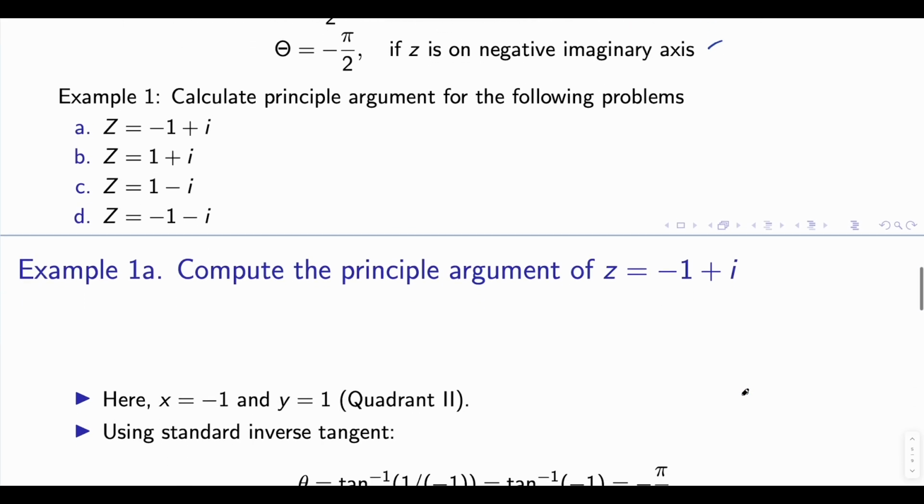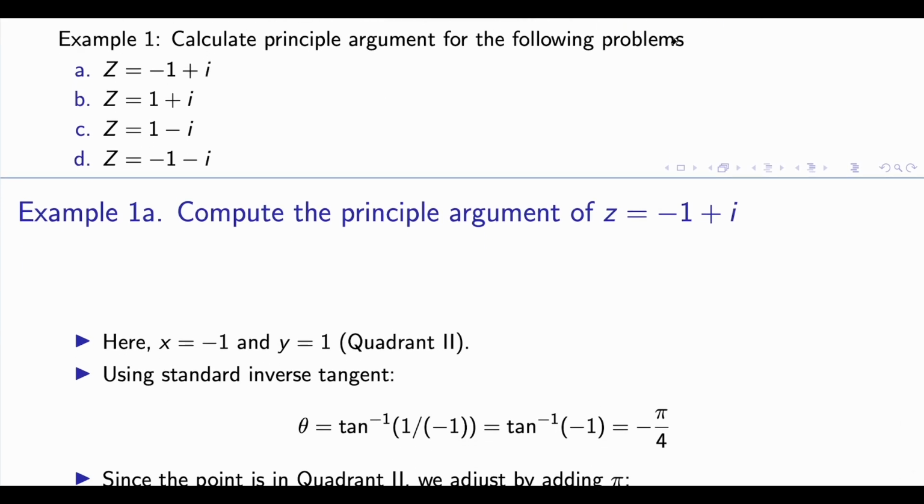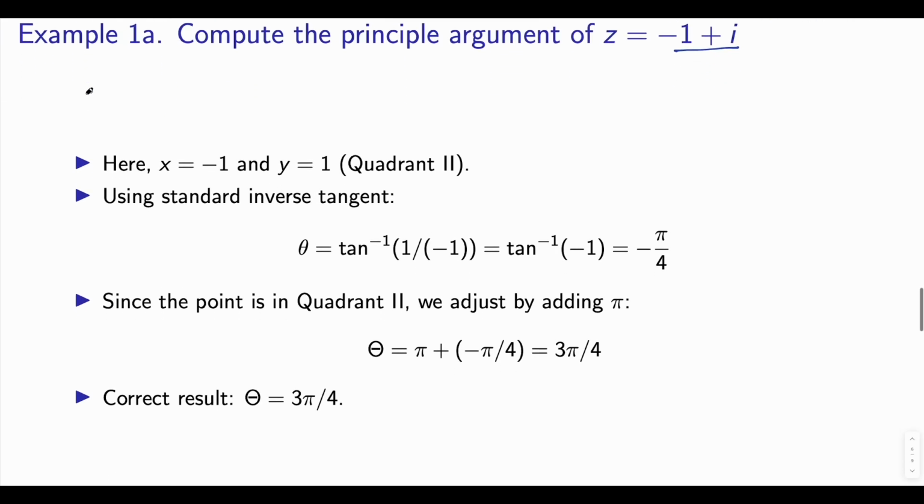So let us see one example quickly to understand. Calculate the principal argument of the following problems. There are four of them, and I'm just taking one of them to solve. Compute the principal argument of minus 1 plus i. Here, x is minus 1 and y is 1, so it falls in the second quadrant. Using standard inverse tangent, tan inverse of 1 by minus 1, and tan inverse of minus theta is equal to minus tan inverse theta. Then tan inverse 1 is 45 degrees, so pi by 4, and you get minus pi by 4.